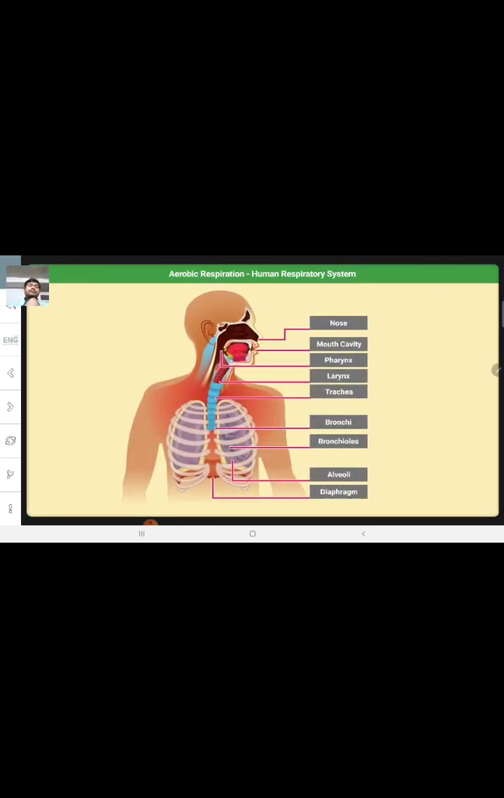The human respiratory system consists of organs that perform specific functions in inhaling oxygen and exhaling carbon dioxide. The oxygen from the lungs is carried to different parts of the body through hemoglobin. Tap on the labels to understand the respiratory system in detail.